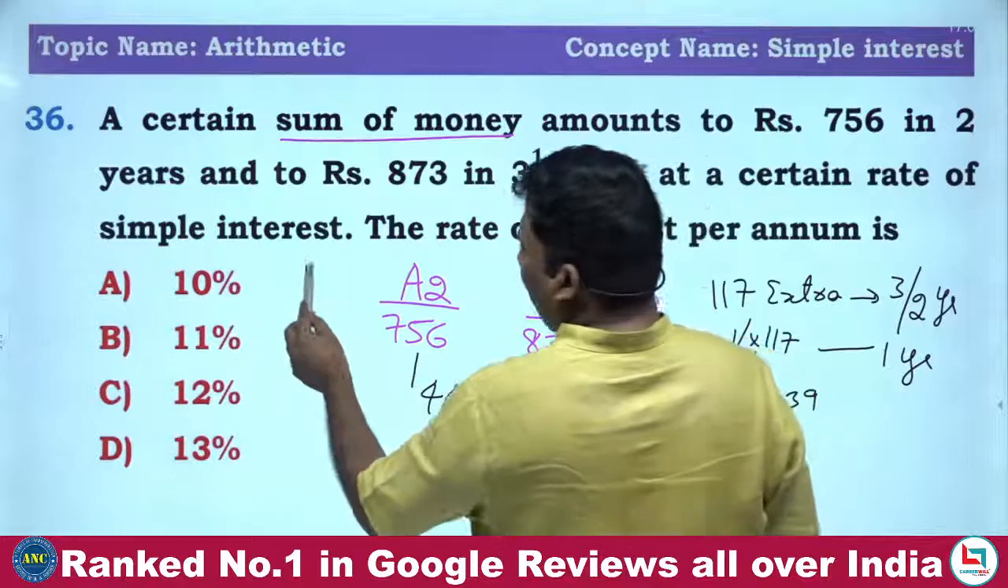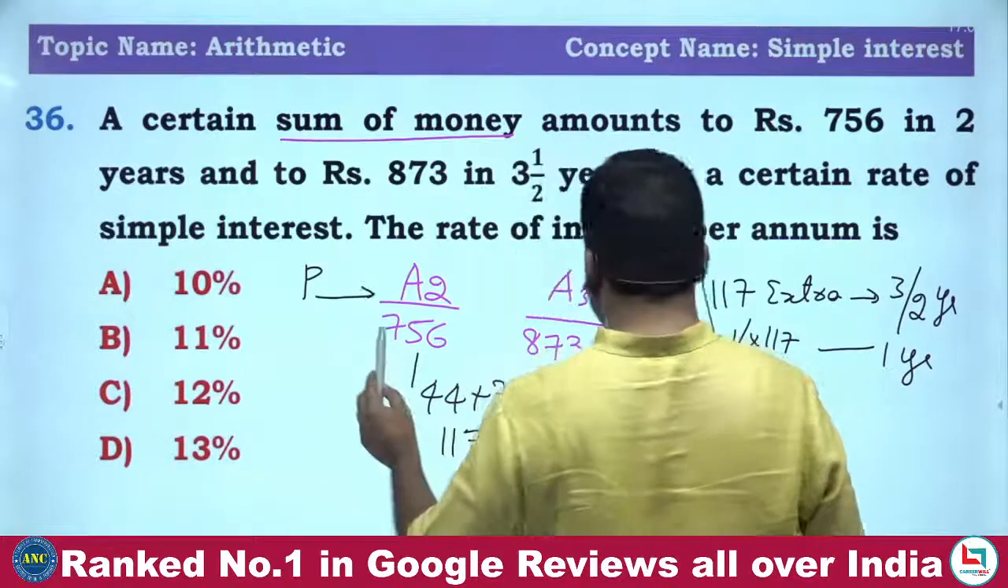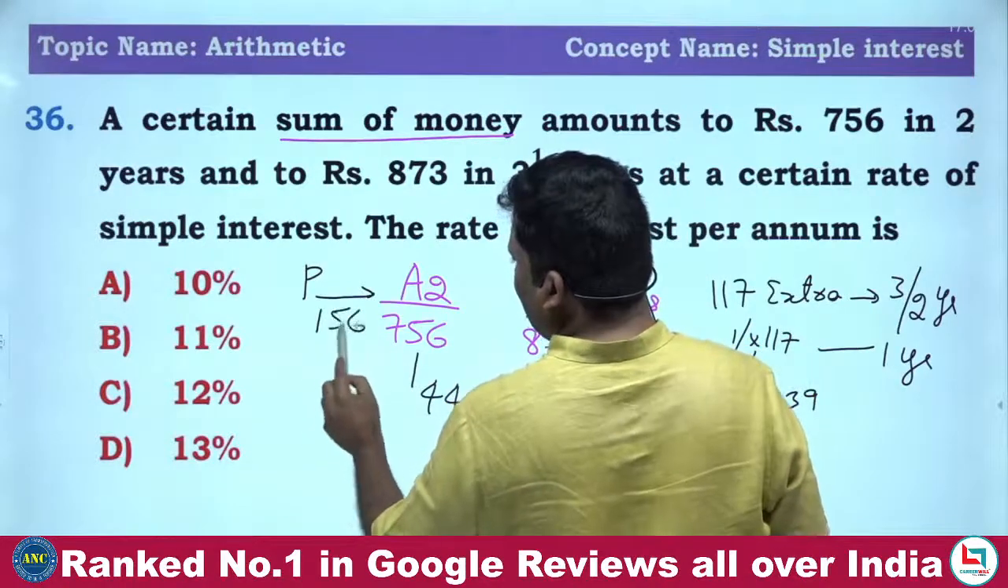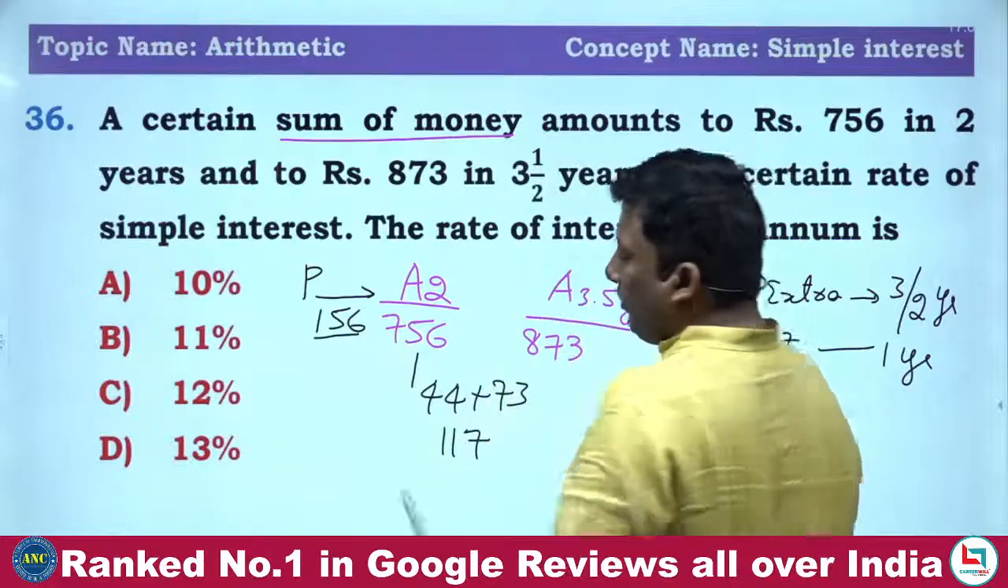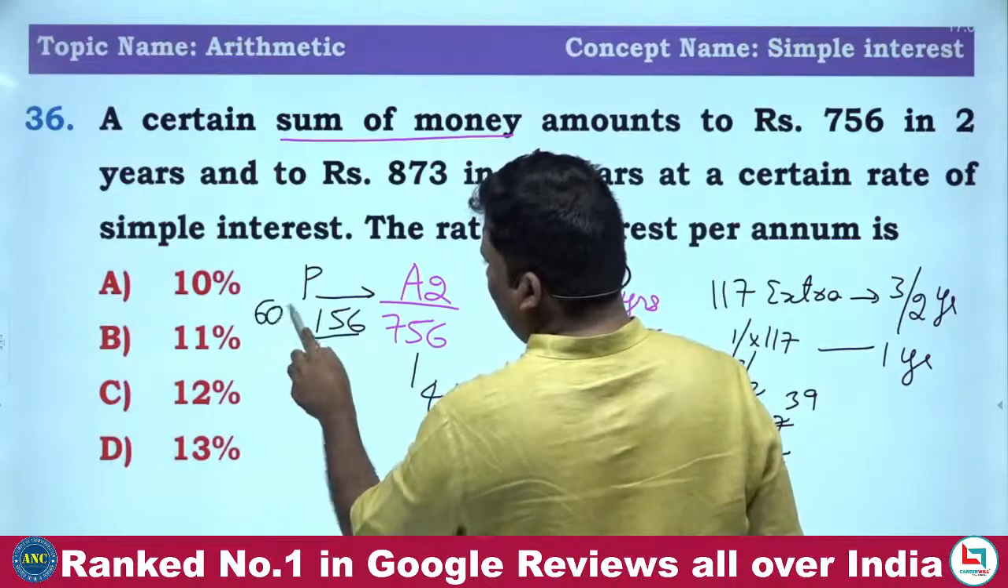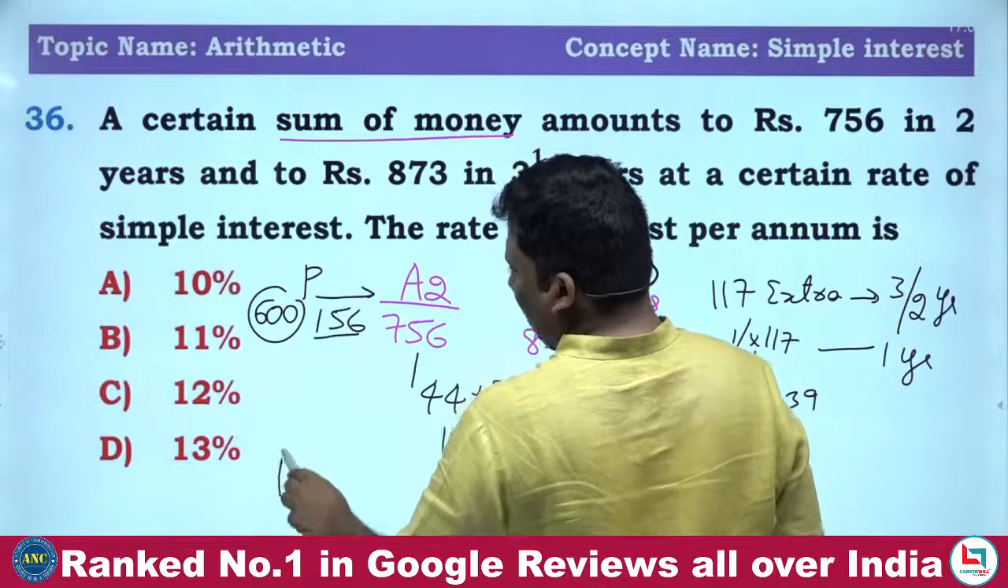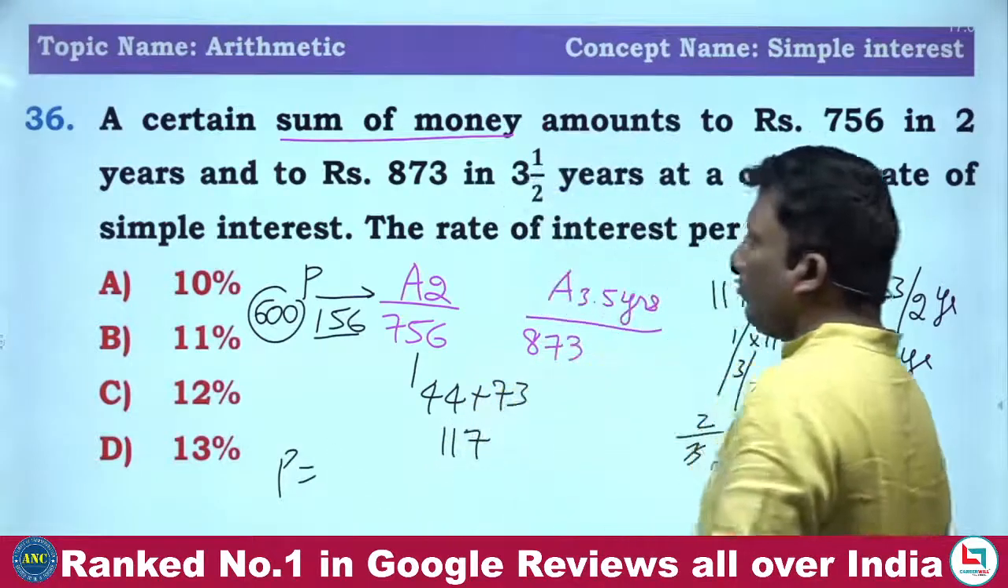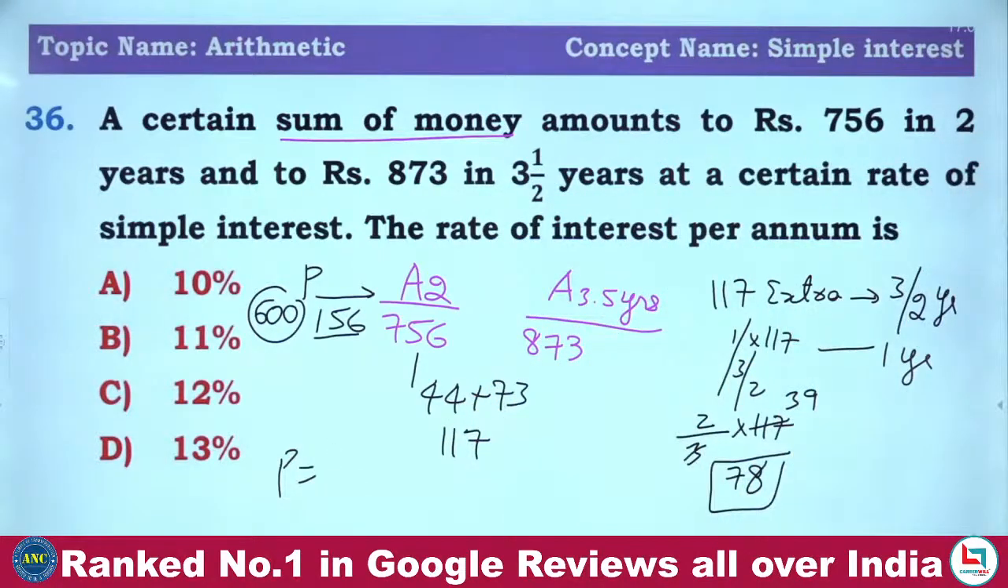So, for 2 years, how much do I give extra? 156. So, how much will the principal be? 600. So, principal it is. I hope the idea is clear, right?